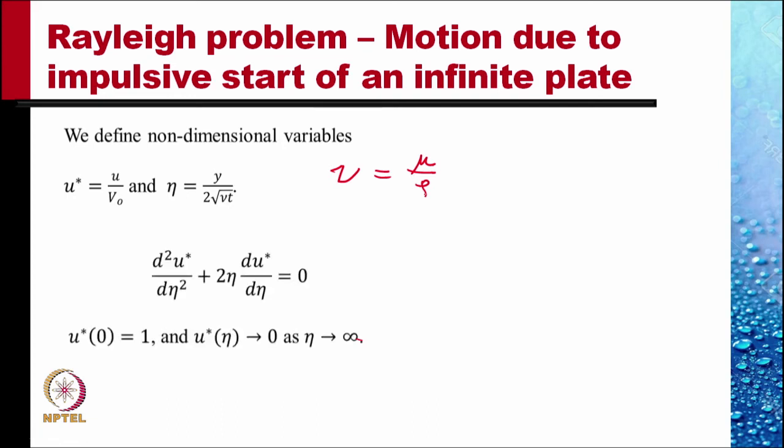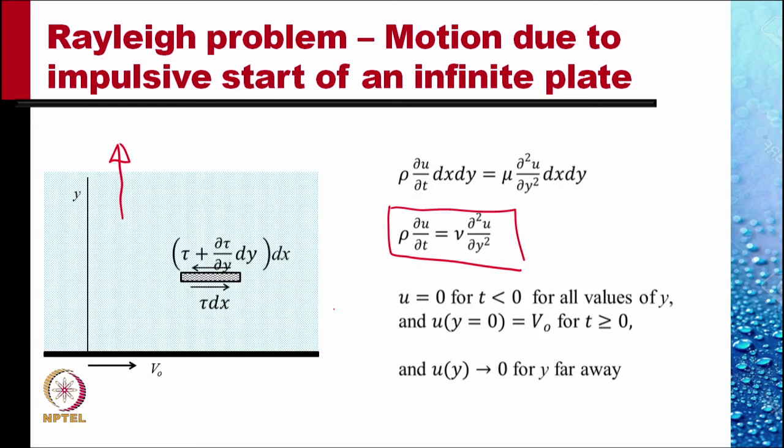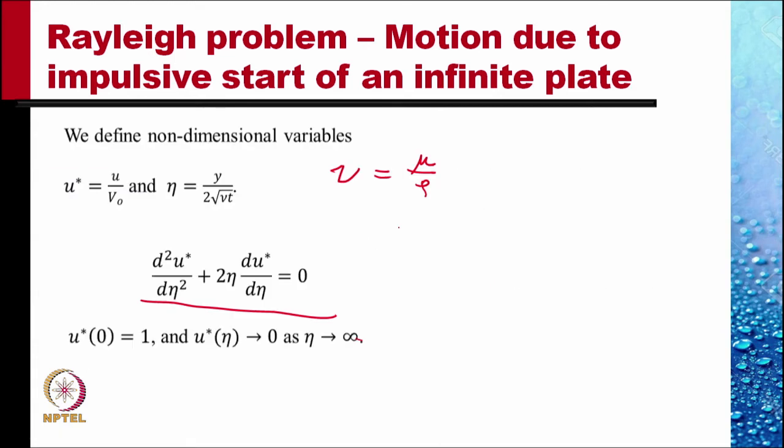If we do this and do a bit of algebra, we get this equation. Now it is interesting. From a partial differential equation, here we have reached an ordinary differential equation here. The initial and the boundary conditions also change. We have u prime 0 is equal to 1 and u prime eta tends to 0 as eta tends to infinity.